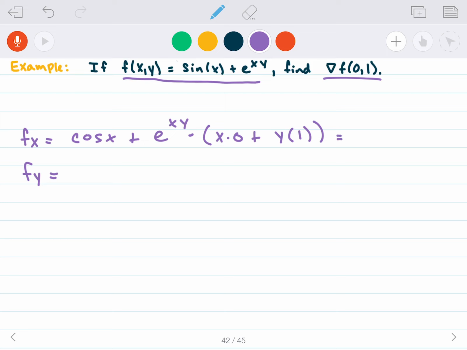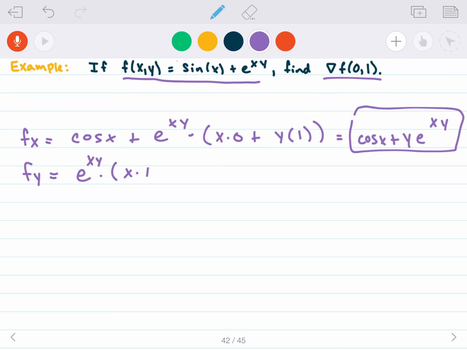So this is just cosine x plus y e to the xy. That's my partial with respect to x. Let's see. Partial with respect to y. So sine of x just basically goes to 0, right? E to the xy, so chain rule. E to the xy times, keep the first, x, times the derivative of y, 1, plus keep the second, y, times the derivative of x, 0. Okay, so this just becomes x e to the xy.